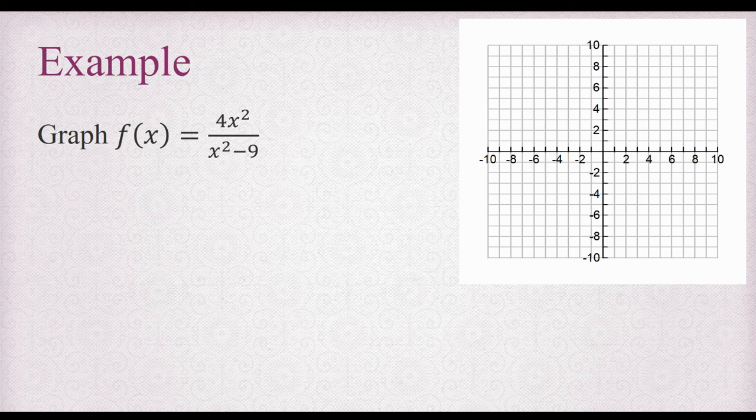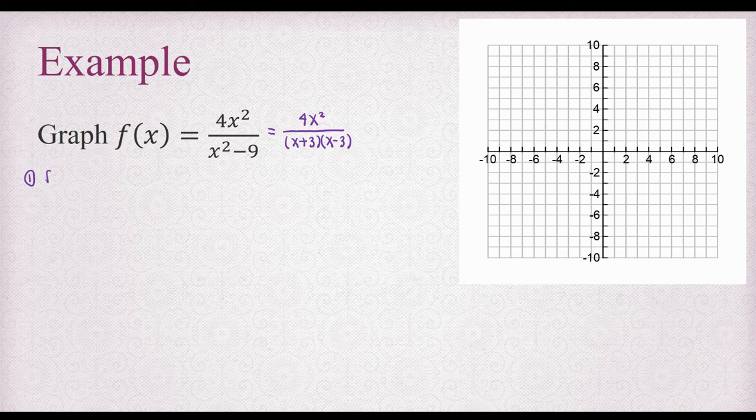All right, let's take a look at this next example. We've got to graph f of x equals 4x squared over x squared minus 9. So once again, I look to see if everything's as simplified as possible. I can't factor a monomial. I can factor this denominator into x plus 3 times x minus 3, but there's nothing in the numerator that's also in the denominator, so I can't simplify any further.